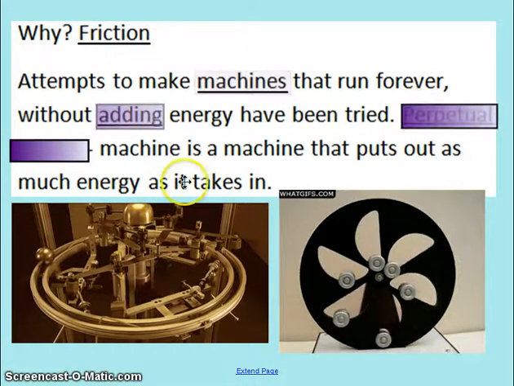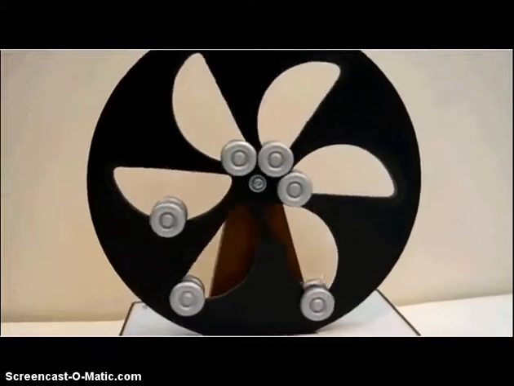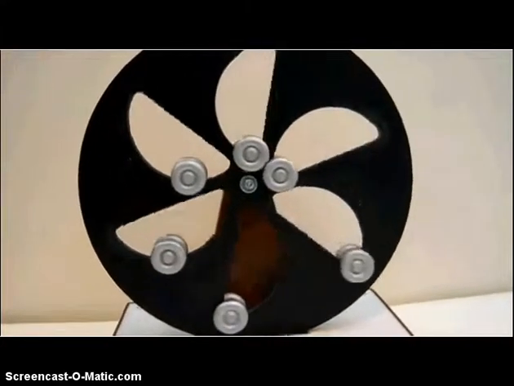Attempts to make machines that run forever without adding energy have been tried. These attempted machines are called perpetual motion machines. It is a machine that puts out as much energy as it takes in. The pictures below are two examples of proposed perpetual motion machines. Let's take a look at an example of two of these machines.